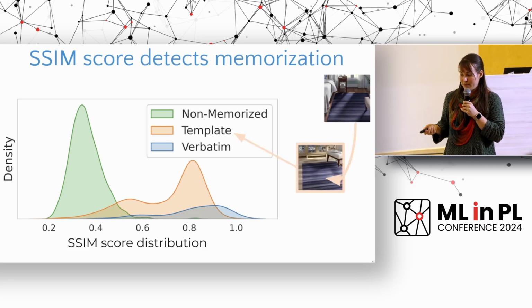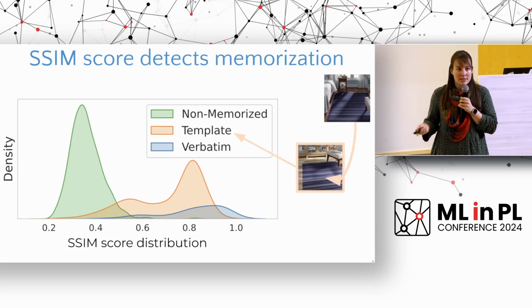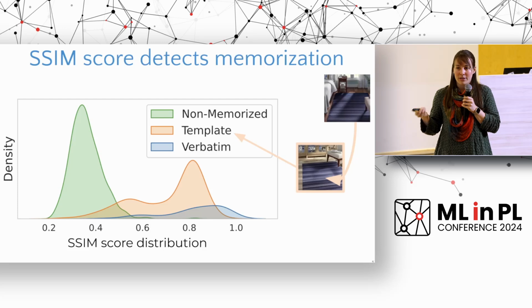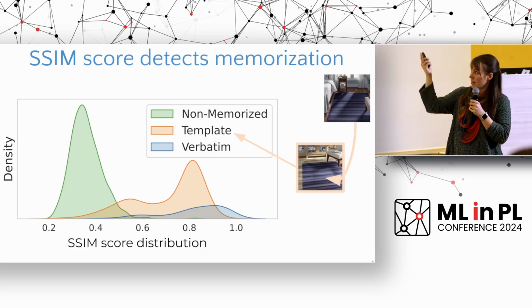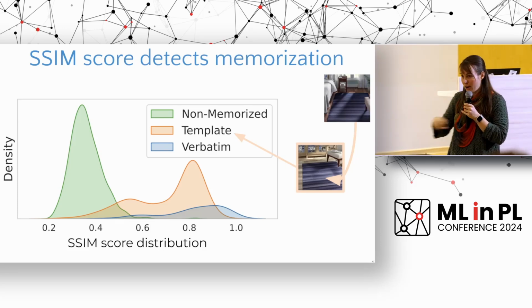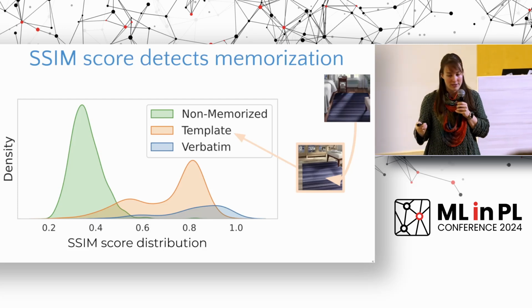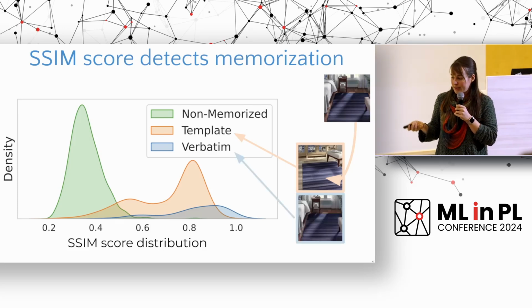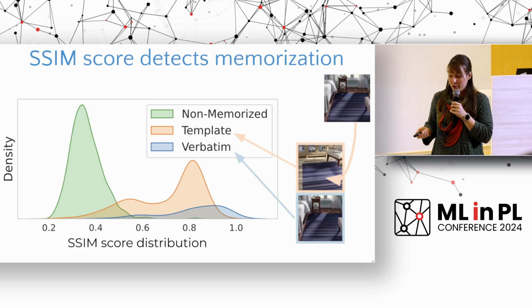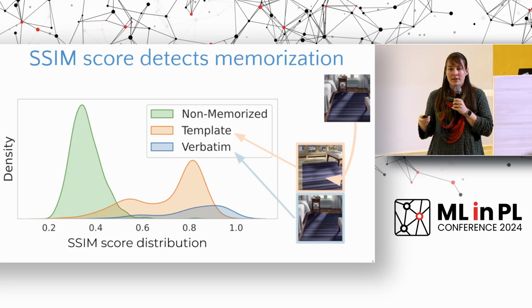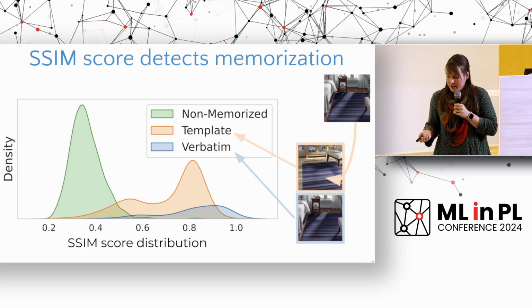And what we distinguish here is memorization in 2 forms. The first one is template memorization, which is about the model outputting one particular element from the image. Like here, for example, it just stole this carpet from the original image and outputs that. And the second form of memorization is verbatim memorization, which means that the model copies one-to-one its training image.